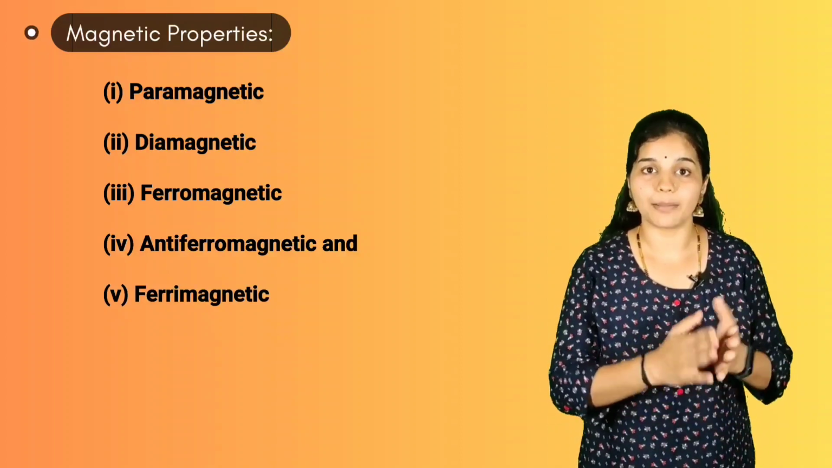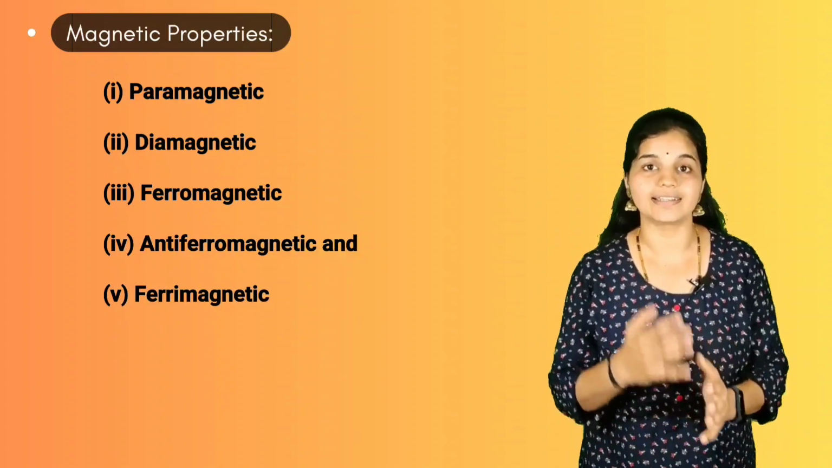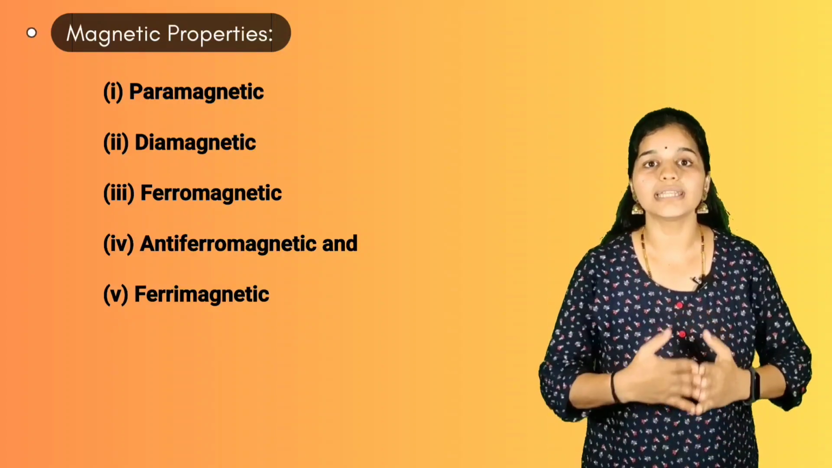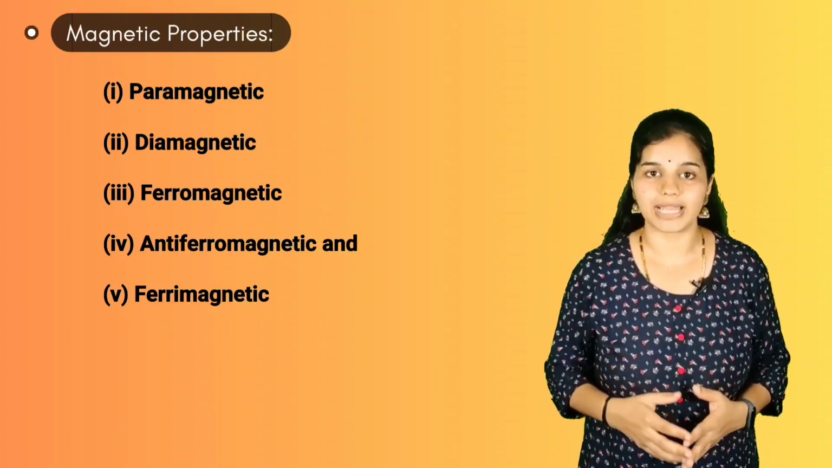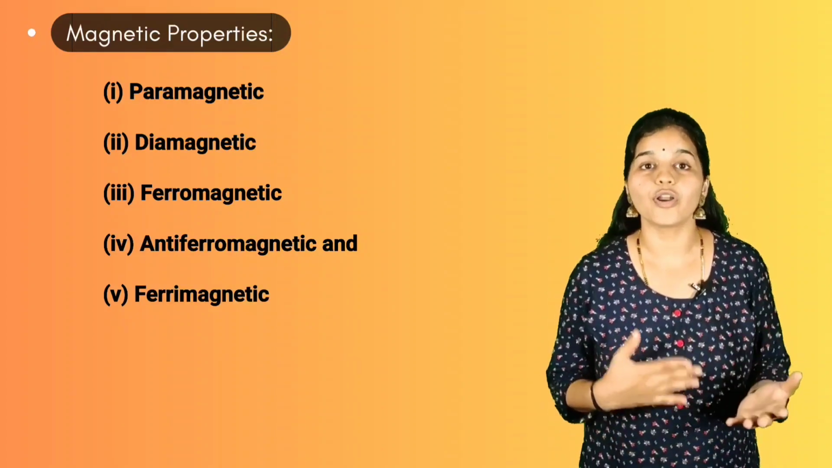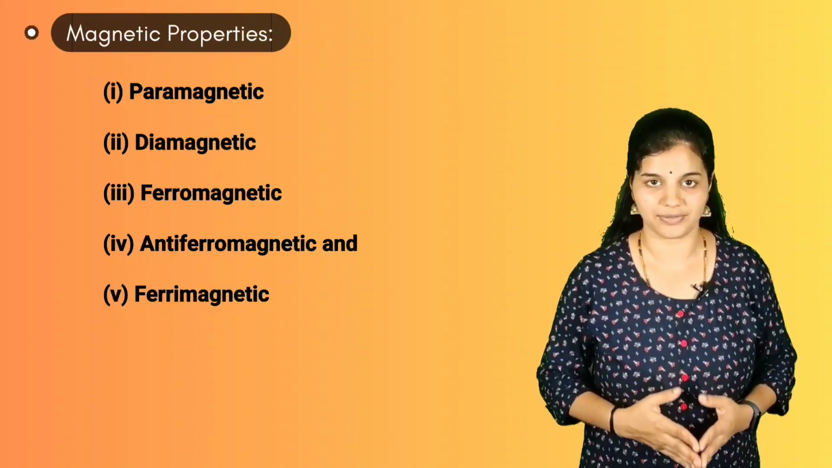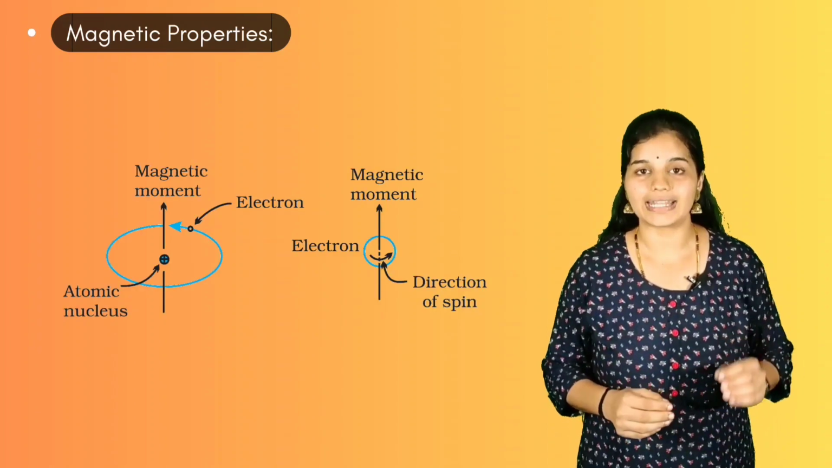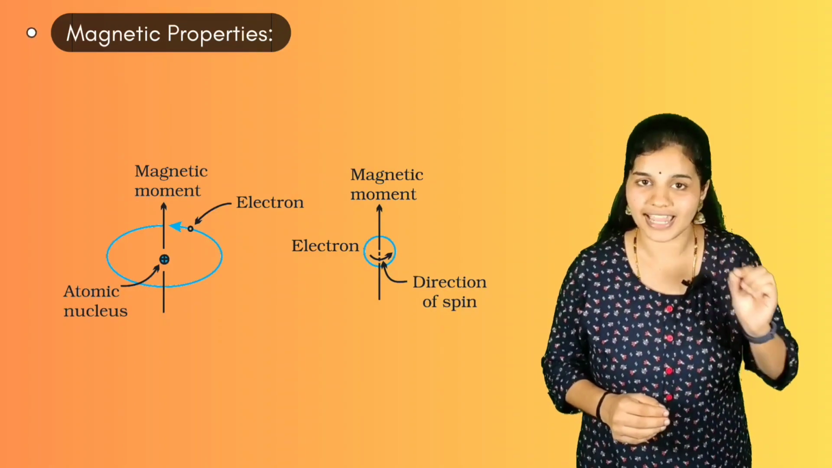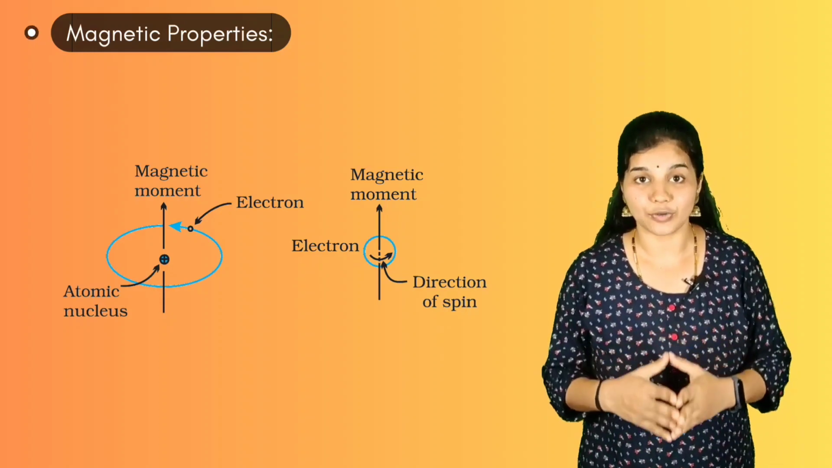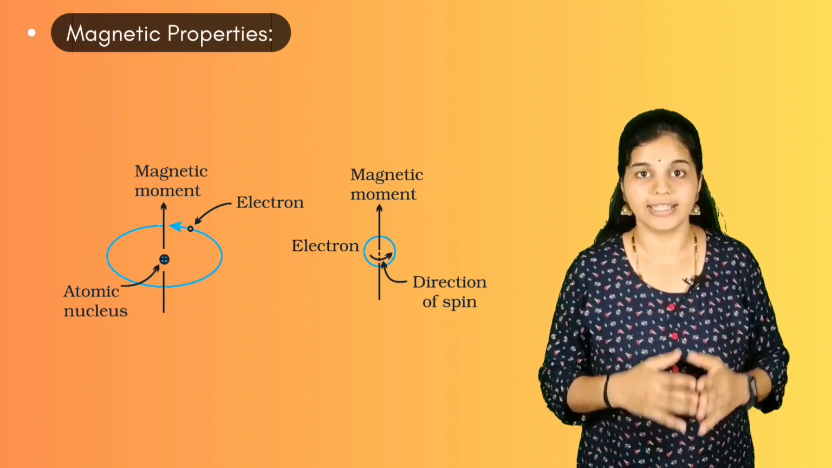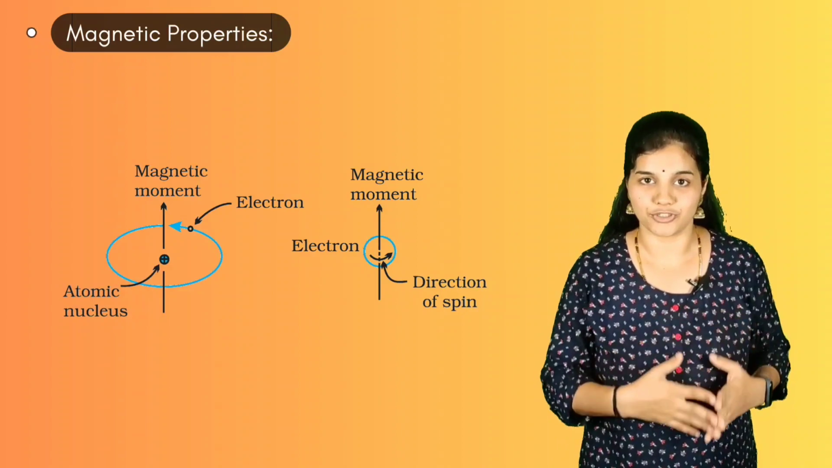Before understanding these classifications, let us try to understand how these substances exhibit magnetic properties, or what causes these substances to show magnetic behavior. The origin of the magnetic properties in the substances lies in the electrons. Each electron in an atom behaves like a tiny magnet, and these electrons move around the nucleus. It is called orbital motion.